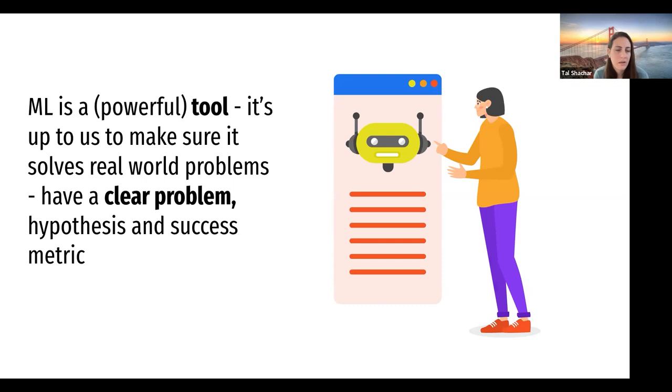So just to wrap it up, machine learning is a powerful tool. It's up to us, machine learning product managers and everyone else involved, to make sure that it solves a real-world problem and to have a clear problem, hypothesis, and success metrics. And only then understand if machine learning is indeed the solution for us.